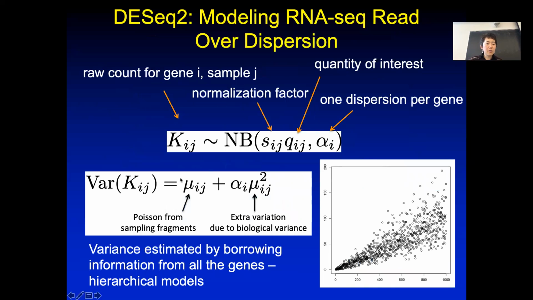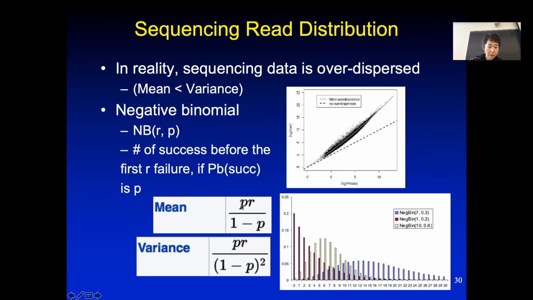Okay, yeah. So given the parameters, basically, if you have these parameters, you have the P and you have the R. You will know what's the mean, what's the variance.